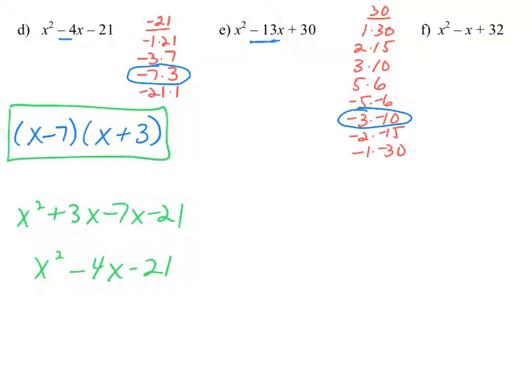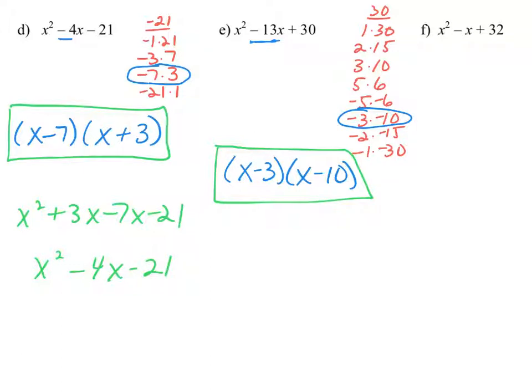In factored form, this is written as x minus 3 and x minus 10. We can check this step by using the FOIL process. X times x is x squared. The outer is minus 10x. The inner is minus 3x. And the last is plus 30. By combining the middle terms, we get x squared minus 13x plus 30.